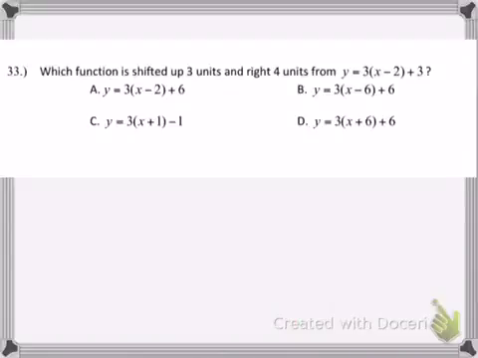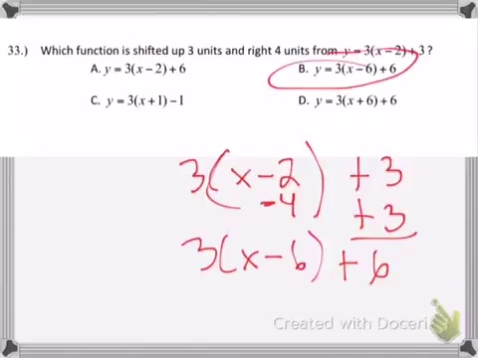Which function is shifted up 3 units and right 4 units from the y equals 3 parentheses x minus 2 plus 3. Right here, all I'm going to do is to shift it up. I'm going to add 3, get 6. Shift it right. We know it's opposite inside parentheses, so we know right's usually positive, but since inside parentheses, you're going to do the opposite. So that'd be negative 2 and negative 4, which gives me negative 6. So that's going to move it right 4 from the original. So there's our solution.